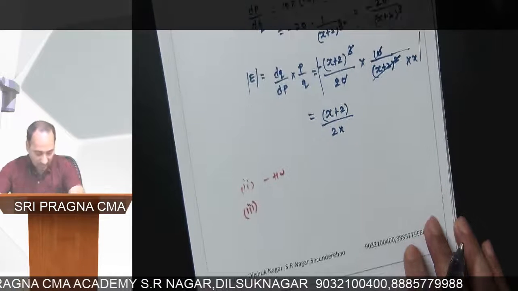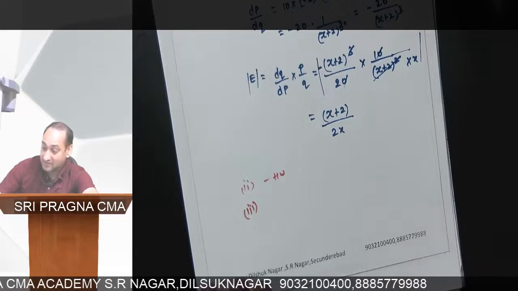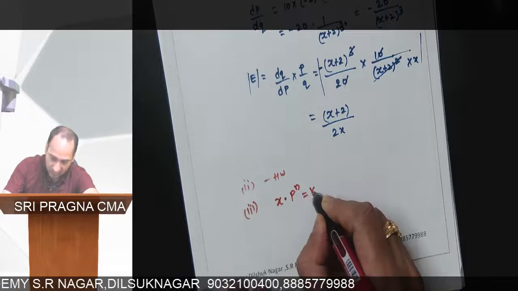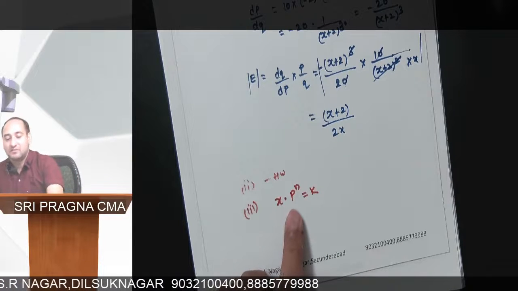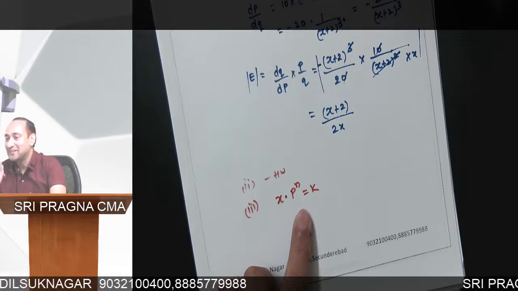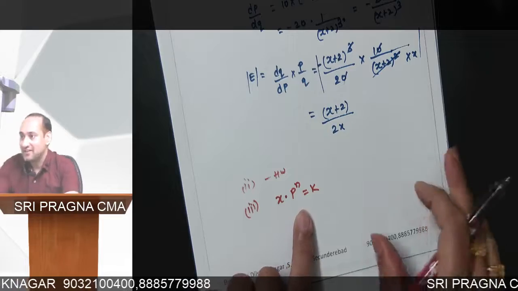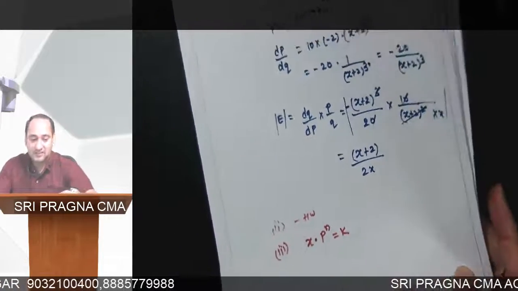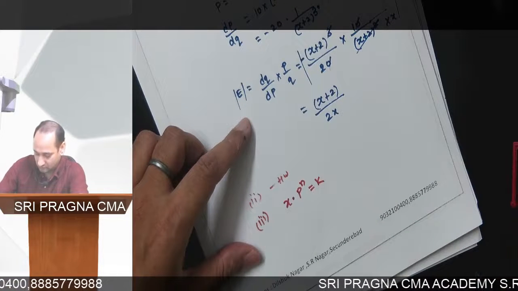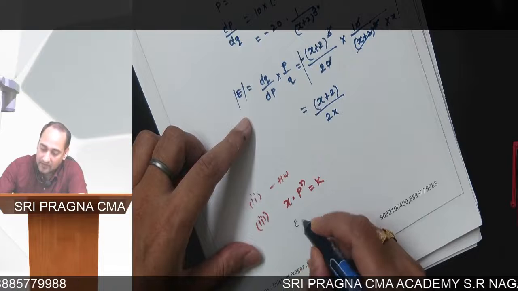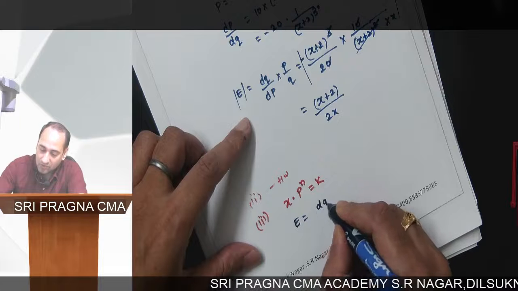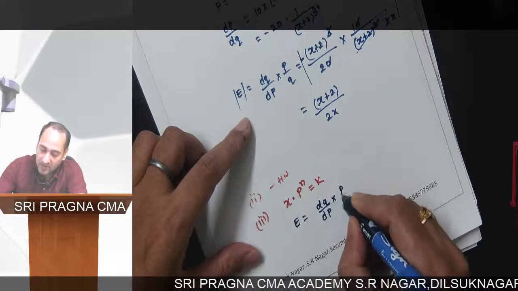Number 3 is telling us again: x into p to the power n is equal to k. Obviously x is the quantity and p is the price, and this looks like a very unique thing for you. It looks like just a one liner, but it's very complicated. Have patience and I will solve this one. So what is the formula for elasticity of demand? It is equal to dq by dp into p by q.